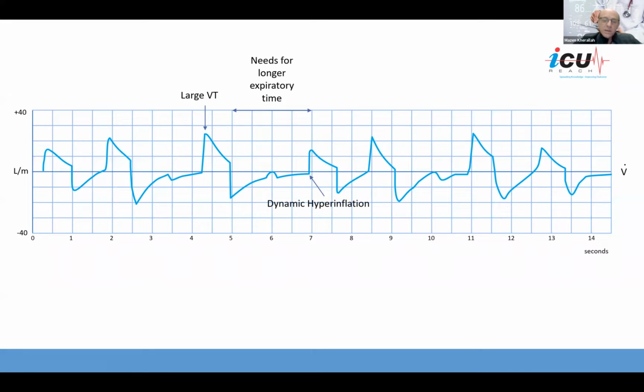So this is an example of dynamic hyperinflation, but it is breath to breath. It's not necessarily because of bronchospasm or asthma. It could be just because there is not enough time for expiration. You did not give enough time to be able to exhale all the way. Of course, we call it dynamic when it is one on top of the other. Otherwise, it is just auto-PEEP.